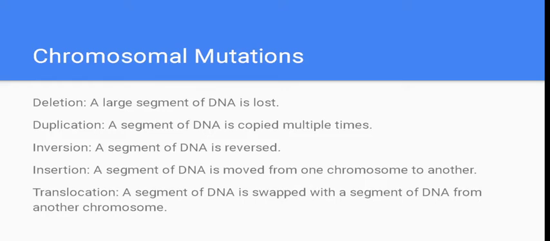Chromosomal mutations are usually larger because of the chromosome itself. A deletion of a chromosome leads to a large segment of DNA being lost. Duplication, a segment of DNA is copied multiple times. Inversion, the DNA is reversed. Insertion, it's removed from one chromosome to another. And translocation is like swapping DNA with another chromosome. So chromosomal mutations are going to have a lot more effect than a nucleotide mutation.